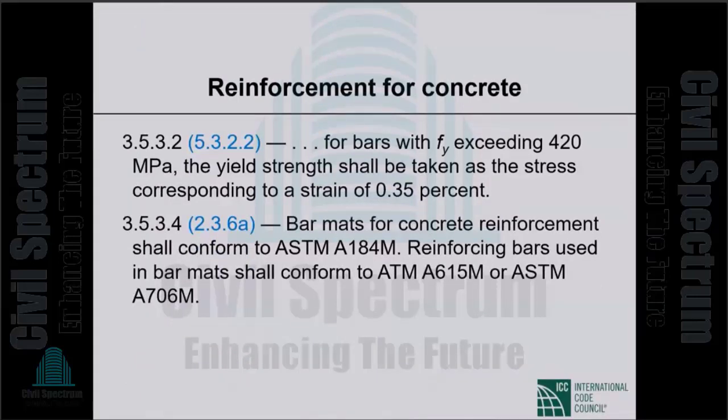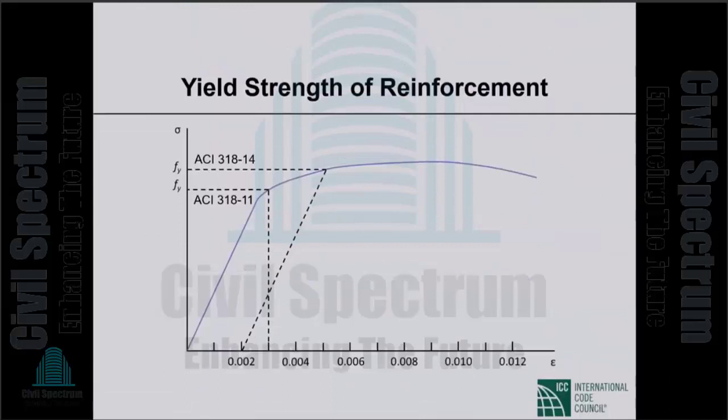Now, continuing with reinforcement for concrete, for bars with F sub Y exceeding 420 MPa. So that is 60 ksi. For bars with yield strength exceeding 420 MPa, the yield strength shall be taken as the stress corresponding to a strain of 0.35%.